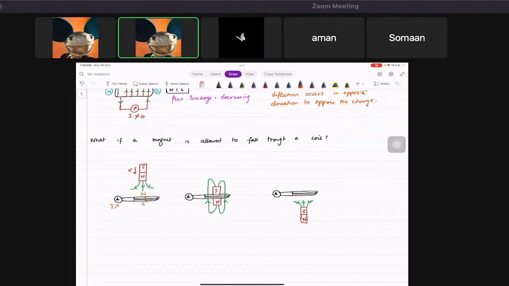In this one, what do you expect when it's going through the middle? Yes, Saman and Aman, your input is valuable. Basically, it will show you no current at all. The reason is that the magnetic field is not changing, it's constant. So there's no change happening.